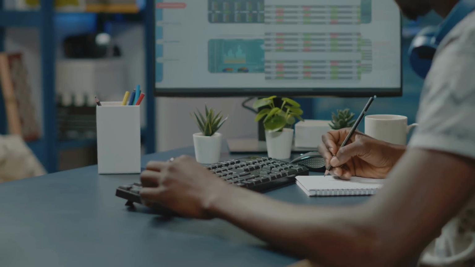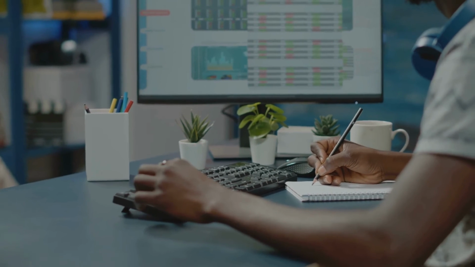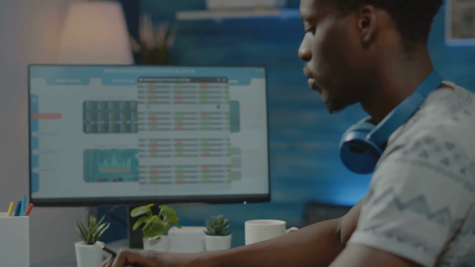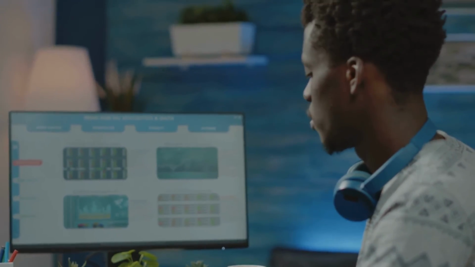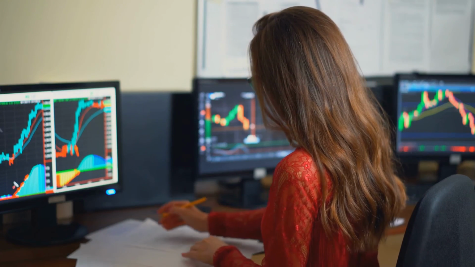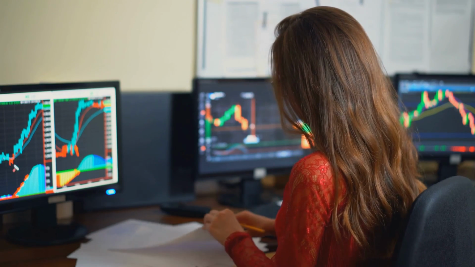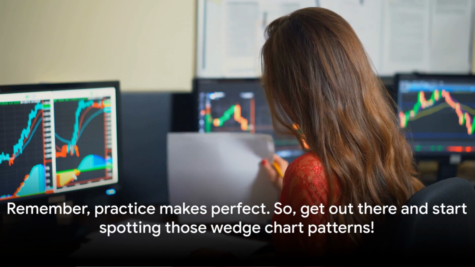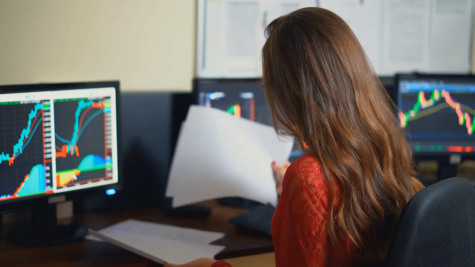As we wrap up, I encourage you to practice identifying these patterns in your Forex charts. Try to spot both falling and rising wedges, and see if you can predict the price breakout direction. Remember, these patterns can be your secret weapon in predicting future market trends. Remember, practice makes perfect, so get out there and start spotting those wedge chart patterns.